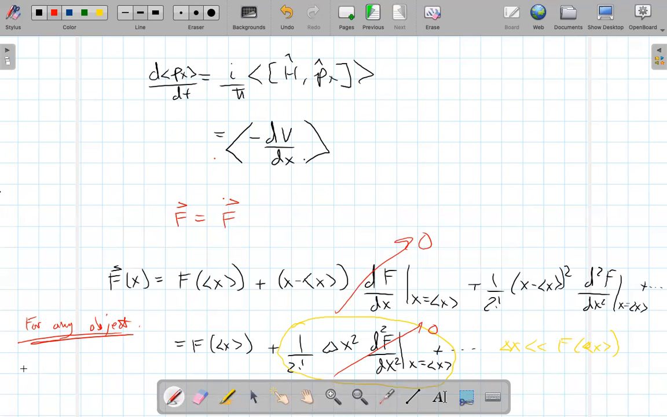Now, this happens, of course, when the uncertainty of the position times the uncertainty in the momentum is greater than or equal to h bar divided by 2, i.e. the Heisenberg uncertainty principle. As long as that holds, the Ehrenfest theorem will hold, so that the force will be the force evaluated at the expectation value, and the ensemble is going to move along some sort of classical trajectory.